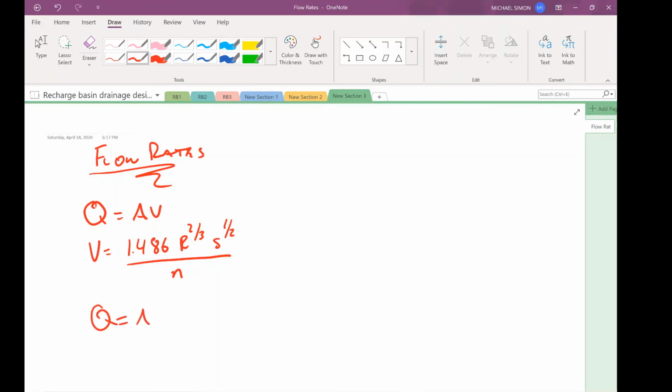Q is equal to AV. This is important because water is an incompressible fluid, which means no matter how much pressure you put on that water, you cannot make it any more dense than it already is. It's in its most dense state. Yes, I know when water freezes we have a bit of a change there, but don't worry about that. If water's frozen, the pipes aren't working, so it's a non-issue.